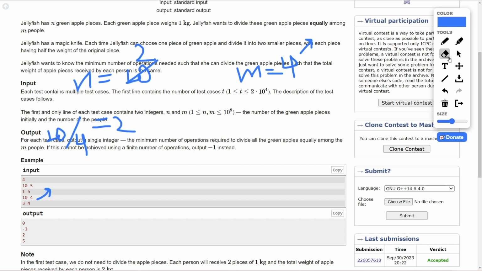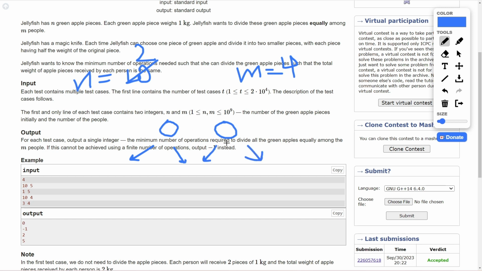Whatever equal distribution we can do at the start, we will do. Then we will take care of these fractional parts. Now n is 2 and m is 4. So now we have 2 apples, and we will have to divide both of these two apples.